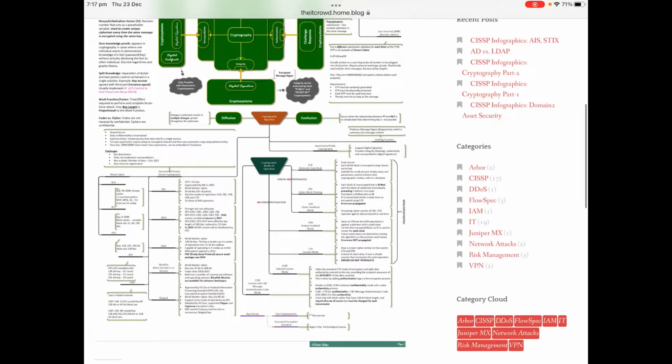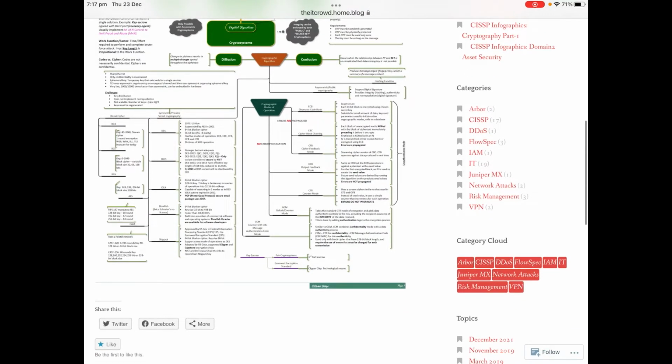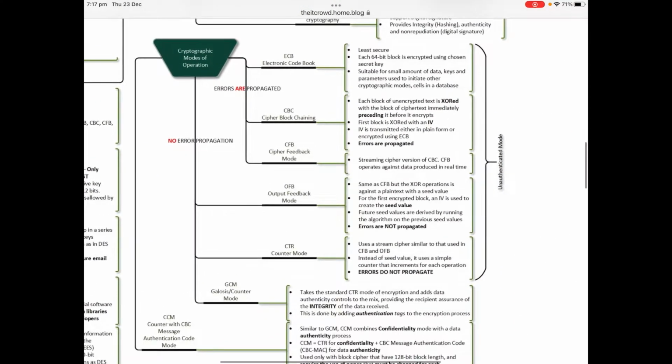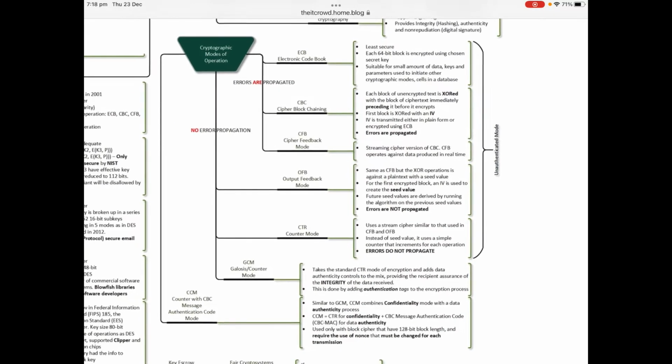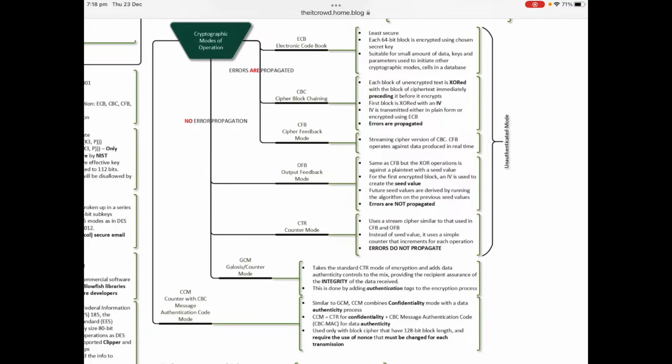So the topic which I'm discussing here is cryptographic modes of operation. There are basically seven modes which are discussed: ECB, CBC, CFB, OFB, CTR, GCM and CCM, and there is a lot of information. So I assume that the basic cryptography is clear and we all know how it works.